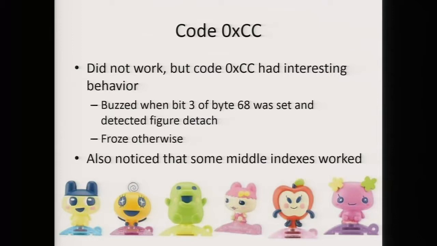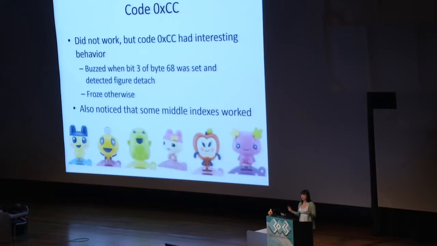Basically, I found that the first time I tried it, it buzzed. And what the buzzing was dependent on was if bit 3 of byte 68 of the LCD RAM was set, it would buzz, otherwise it would freeze. So I thought that was kind of odd. The other thing that I thought was odd was that some of the middle indexes worked. When I was first playing with this, it was the top and the bottom of the range that would work, and the middle always froze. But once I started trying every single index, some of them worked.